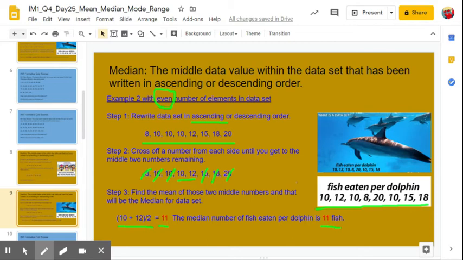As we go through this unit, there's going to be certain types of data where it makes more sense to use the mean for the measure of center, and other times it makes more sense to use the median as the measure for the center of the data set.